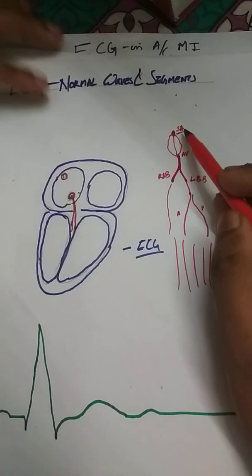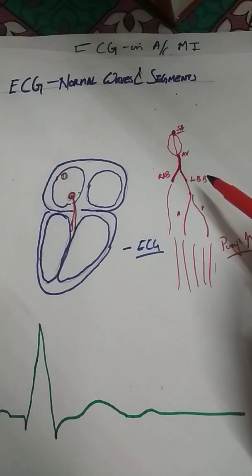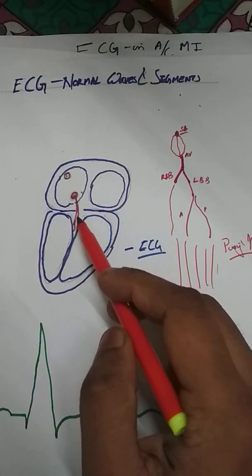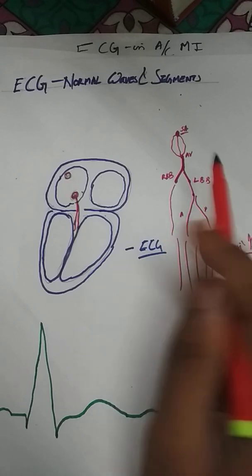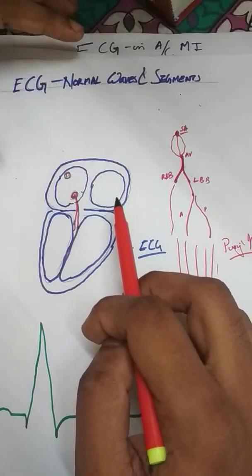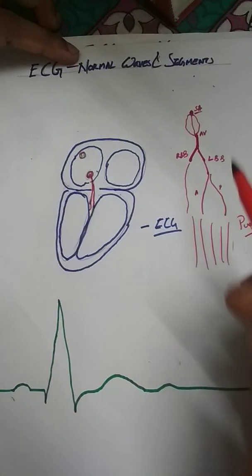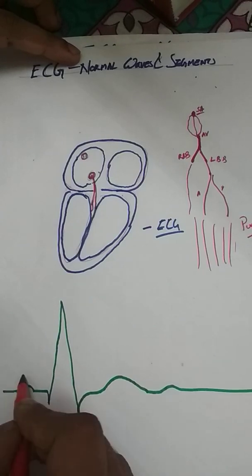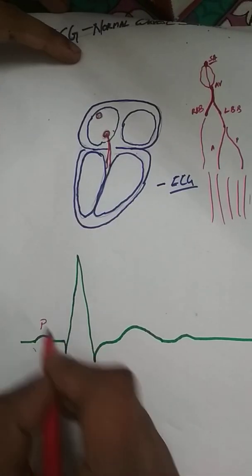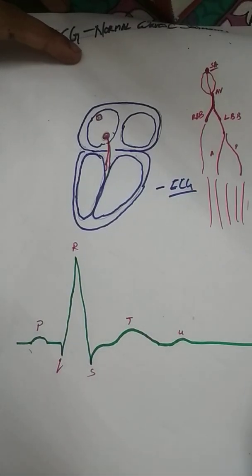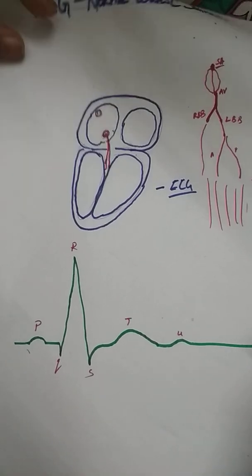There are different diseases that can happen in the conducting pathway, which we will discuss in future classes. But today we will only discuss the normal waves and normal segments: what is the normal finding when a normal electrical discharge passes through a normal conducting system and the myocardium? As we said, these are the waves: the P, Q, R, S, T and U. These are the normal waves and segments.